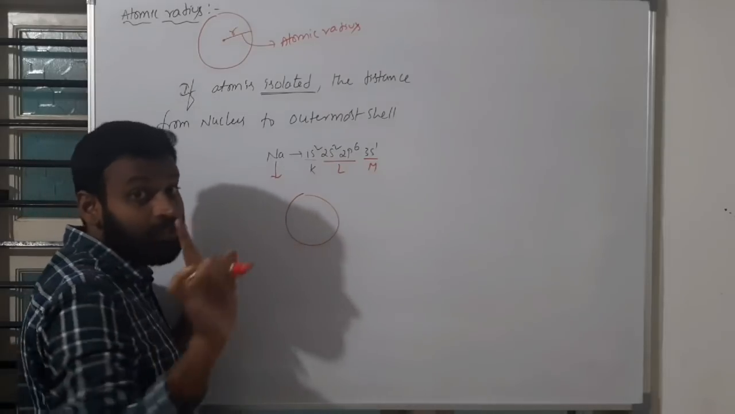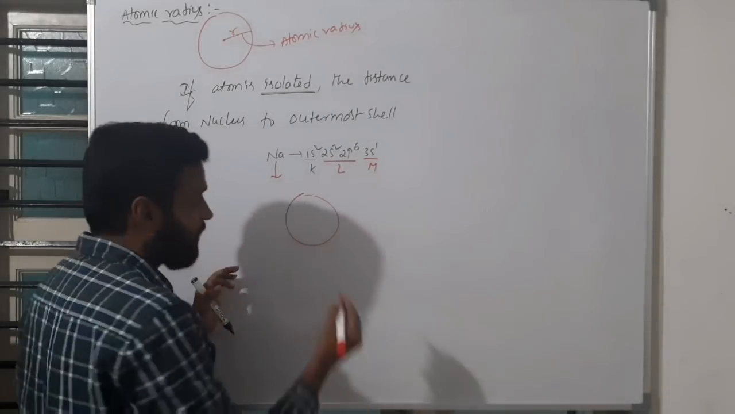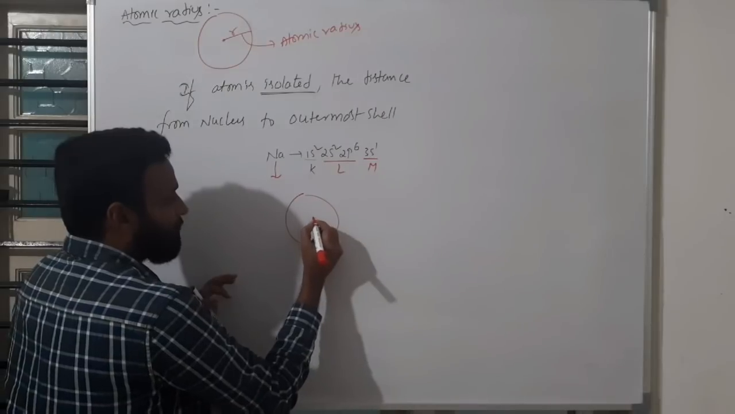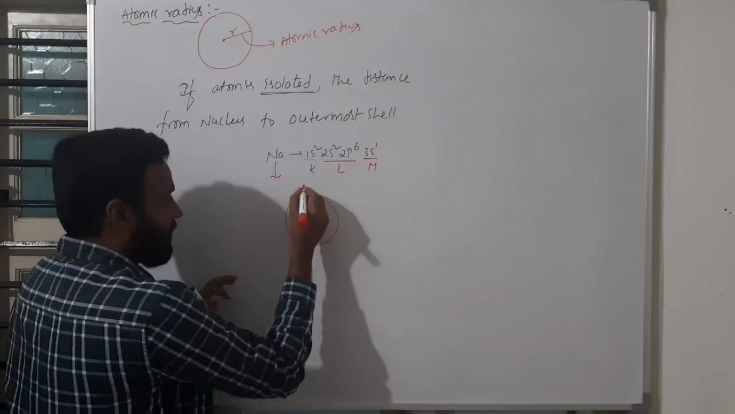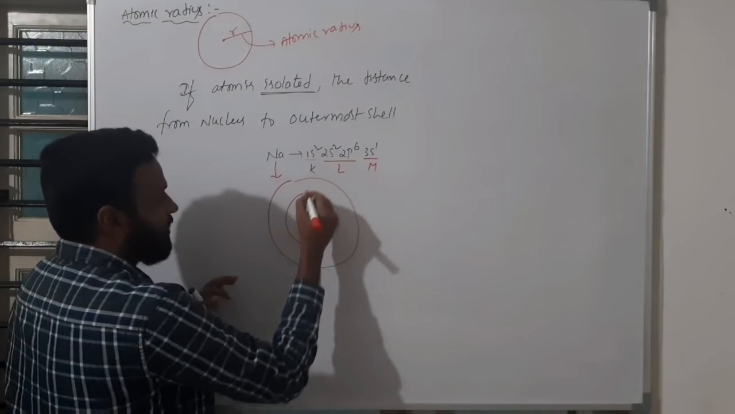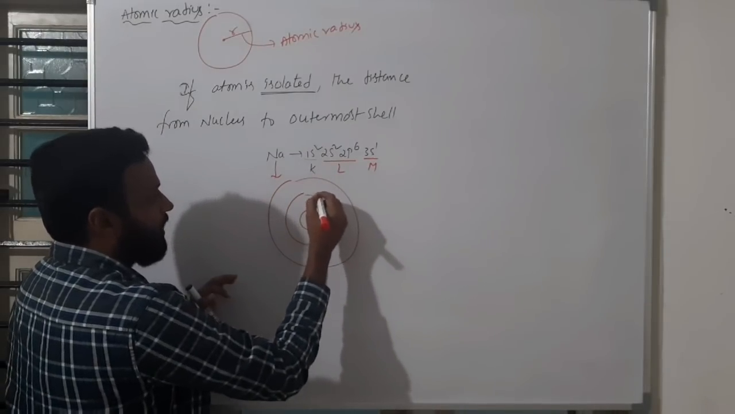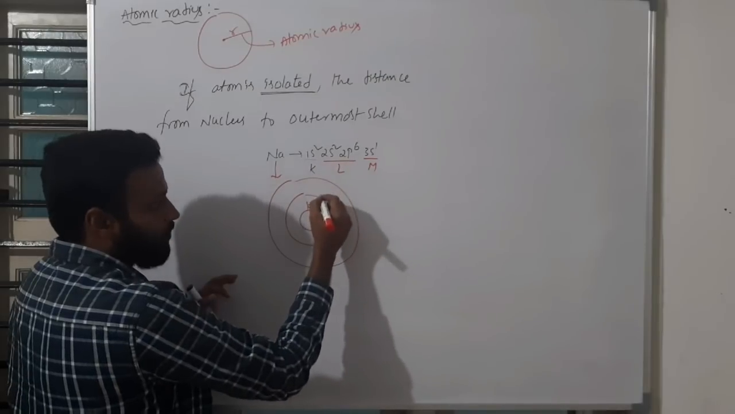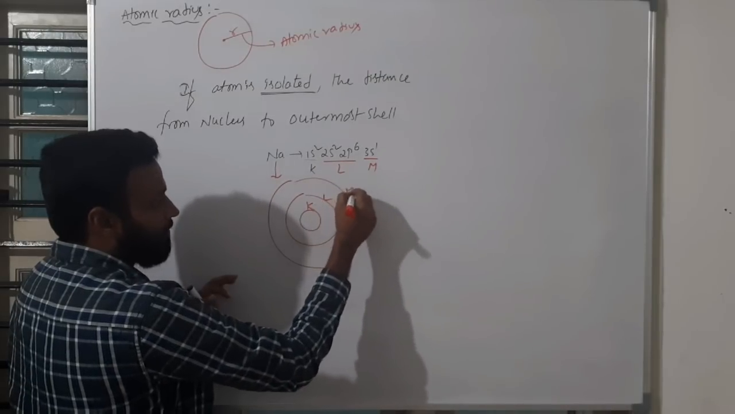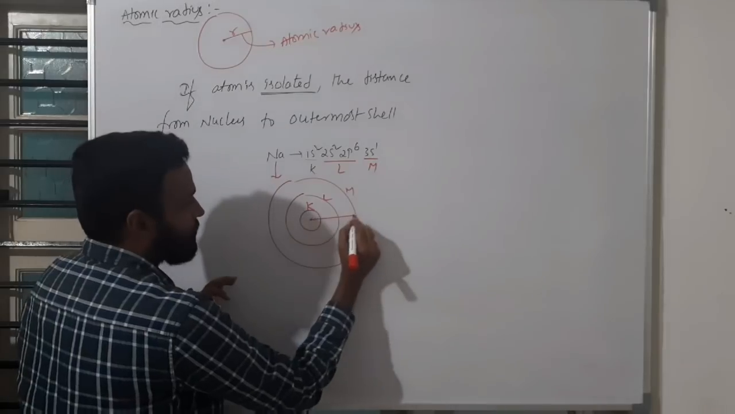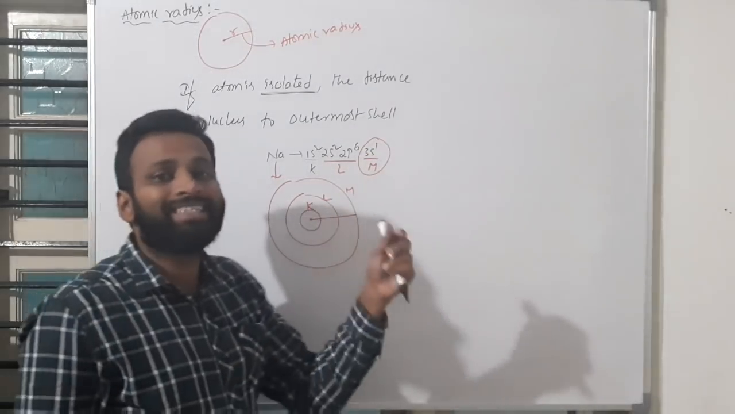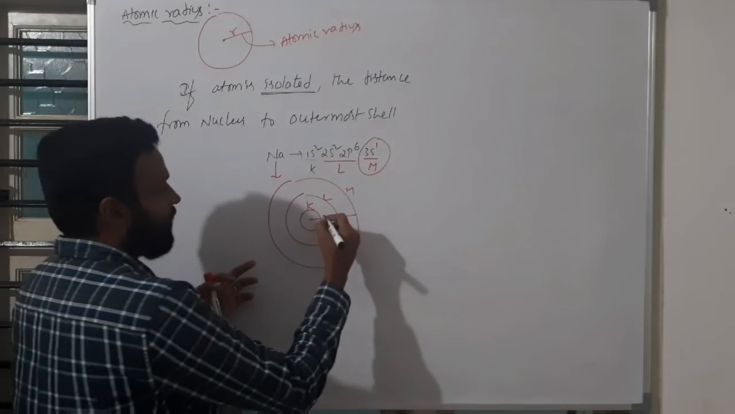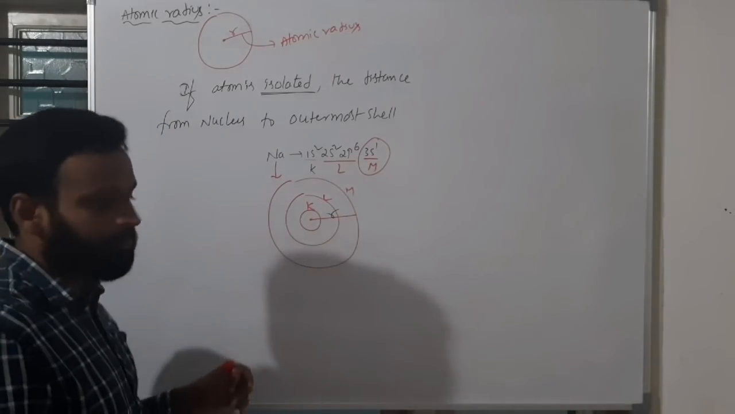If atom is isolated, I am telling you, the condition is that the distance from nucleus to outermost shell. Suppose this is K shell and this is L shell and this is M shell, because K shell consists of 1s, L shell consists of 2s and 2p. I told you K, L and M. So distance from nucleus to outermost shell, because outermost shell means highest n value. So this is called now radius for sodium.